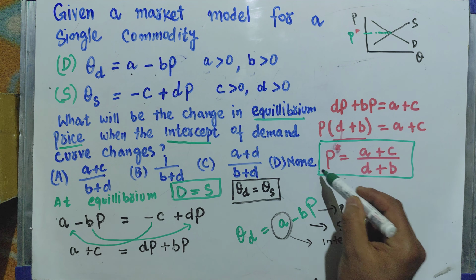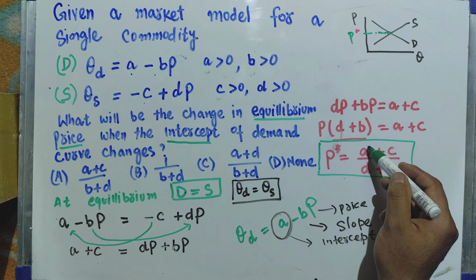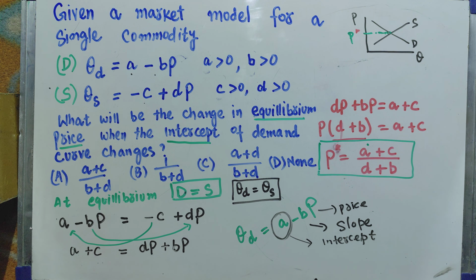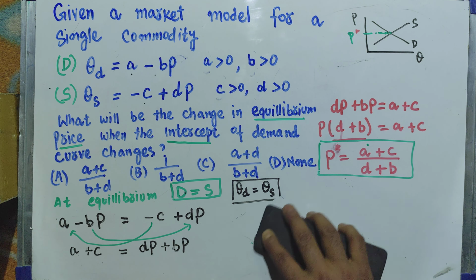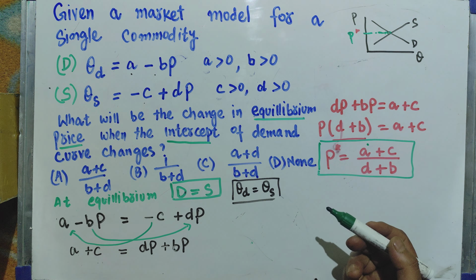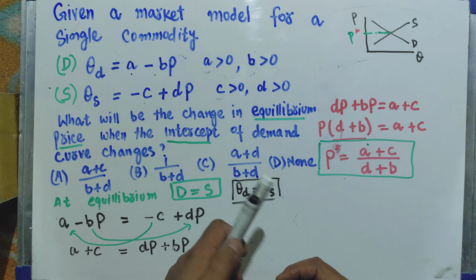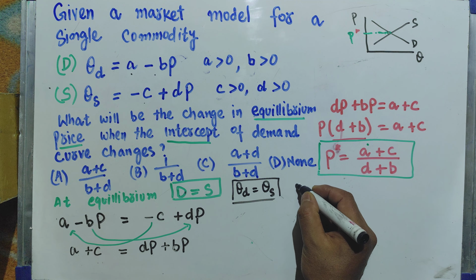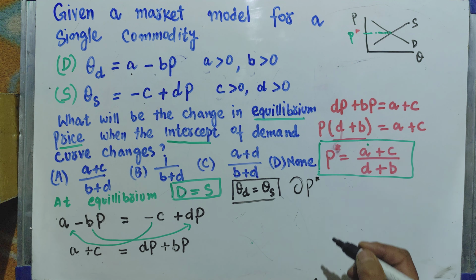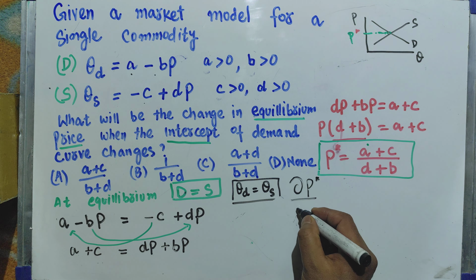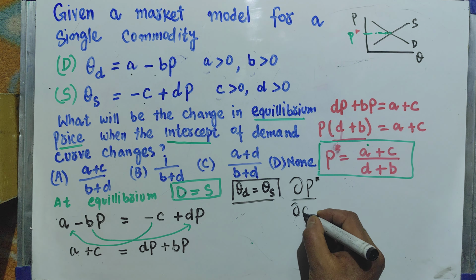Now we need to find what will be the change in the equilibrium price when the intercept changes. That means when we have the change in A, because A denotes the intercept. For this, let me rub this out to make things very easy. Now to find out the change in the equilibrium price when the intercept of the demand curve changes, we need to find the partial derivative of equilibrium price with respect to the change in the intercept. What is the intercept? Intercept is A.